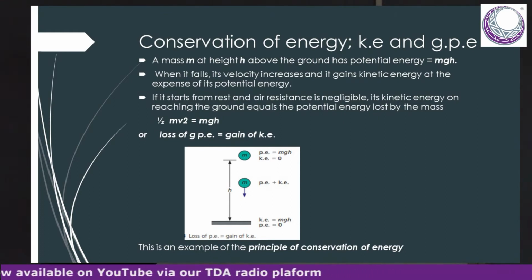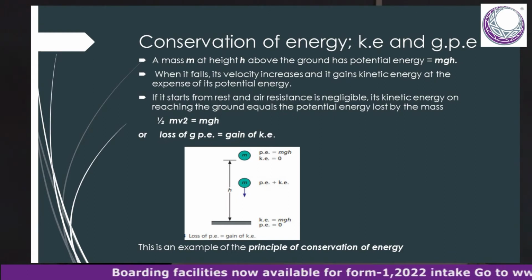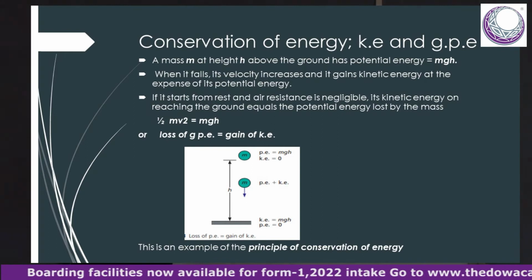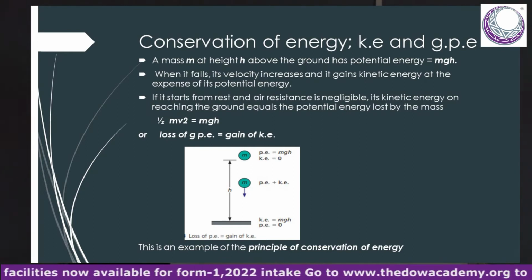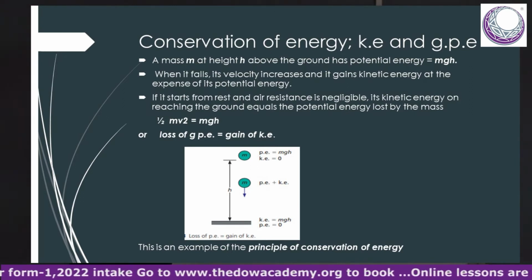Let's follow this example here. A mass m at a height h above the ground has potential energy mgh, with our mass m shown on the diagram here. It is at a certain height above the ground h, because it is not resting on the ground. We are saying it has GPE, which is mgh. It's not moving, so its KE is 0. At this level, the system has only GPE, which is mgh.